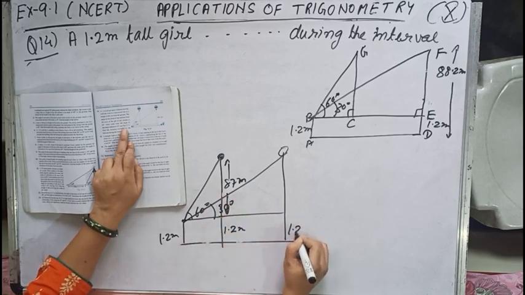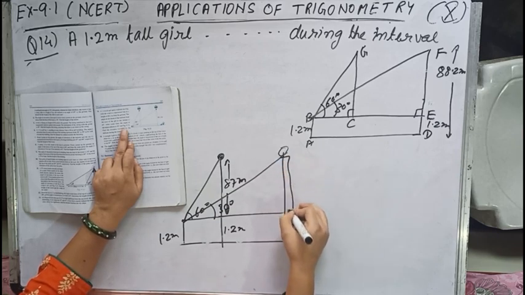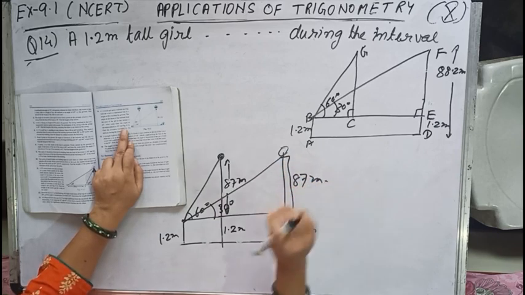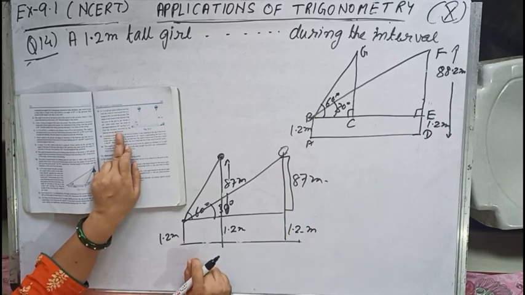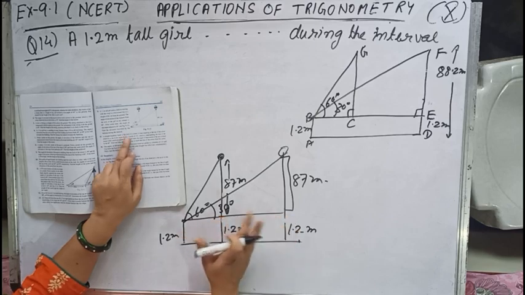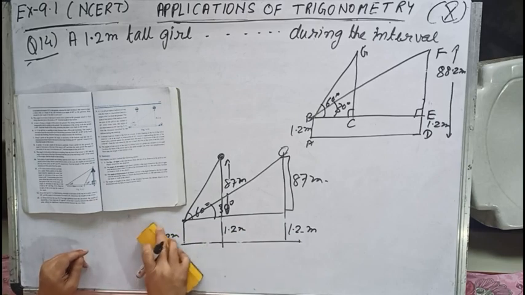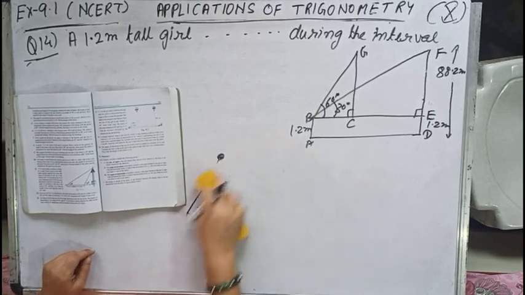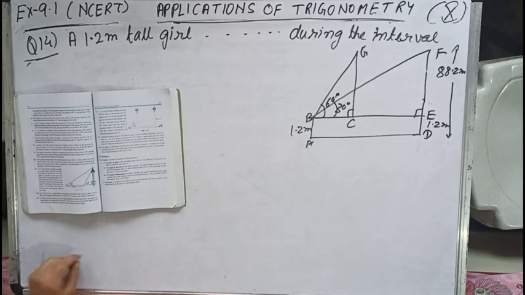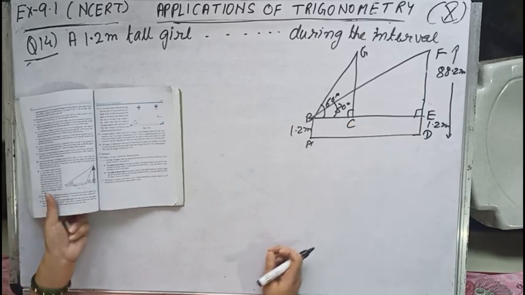So similarly this is 1.2, 1.2, which is the height of the girl. This whole is 88.2 meter. So this length will be 87 meter. Now we have to find the distance traveled by the balloon during the interval. So we have to find this length, this distance. I think you understand the concept of the question. Let us start from the figure which is given in the question. I have named it over here. So actually what we have to find is the distance CE.